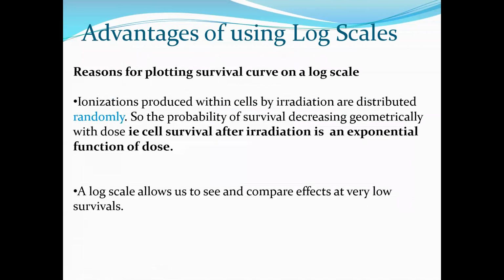Advantages: reasons for plotting the survival curve on a log scale. Ionizations produced within cells by irradiation are distributed randomly. So the probability of survival decreases geometrically with dose, that is, cell survival after irradiation is an exponential function of dose. A log scale allows us to see and compare effects at very low survivals.